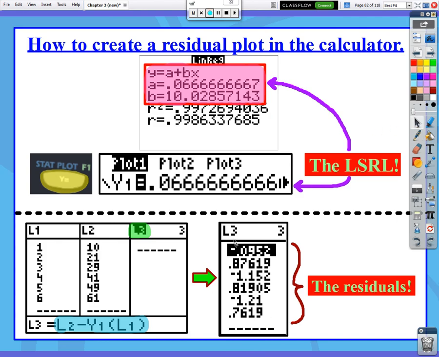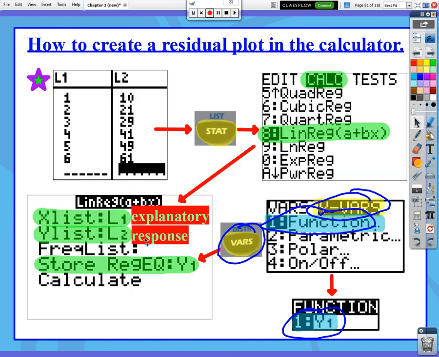So again, if you get an error when you type this command out, it's probably because you don't have the correct y1 in your calculator. So you'll need to go back and do that linreg command and store the regression equation. That's the main part. Store the regression equation.